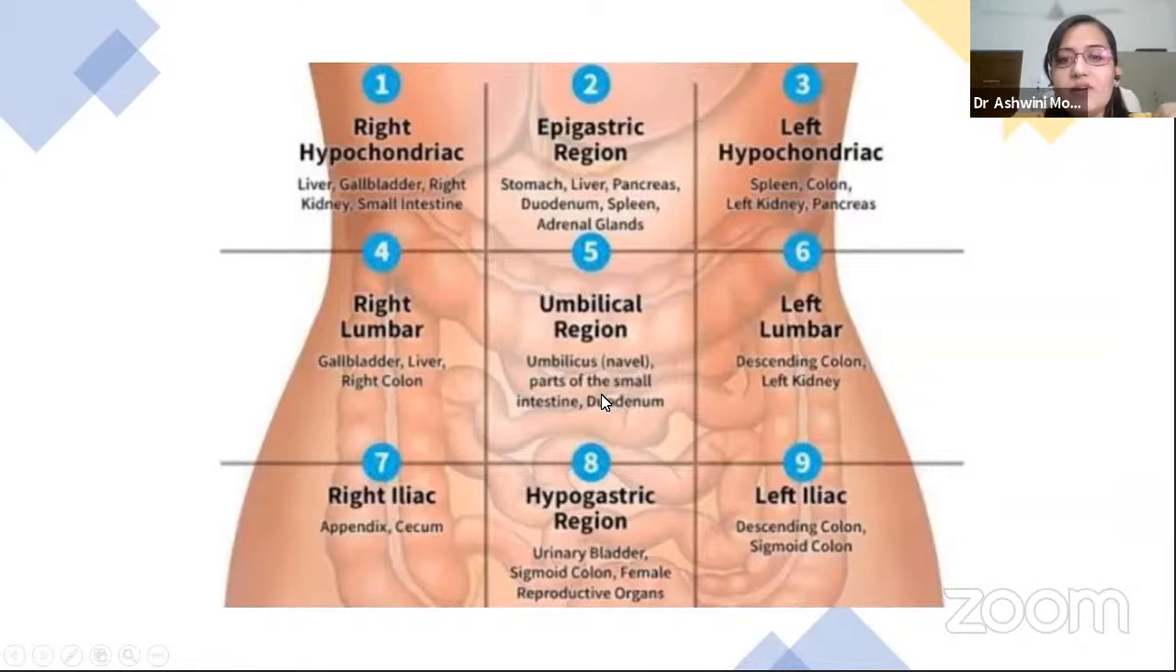In the right and left lumbar regions, on the right side there will be the gallbladder, liver and the right colon, that is the ascending colon, and on the left side the descending colon and left kidney. In the right iliac fossa there will be the appendix and cecum. In the left iliac fossa it will be the descending colon and part of the sigmoid colon. In the hypogastric region, it will be the urinary bladder, sigmoid colon, and female reproductive organs like uterus and fallopian tube. Now we'll move into the inspection.